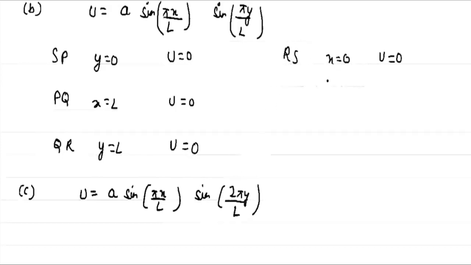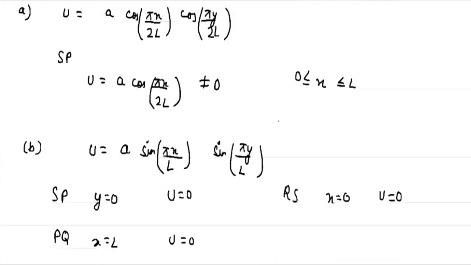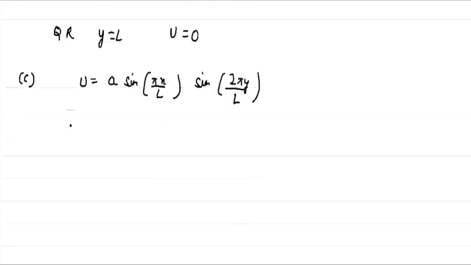Similarly for RS, x would be equal to 0. If you put x to be 0, then u would be 0. That means C would be another correct option, because for C, we are getting u equal to 0 for all the edges. That means C is also a correct option.